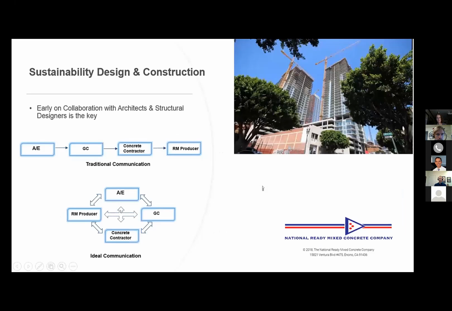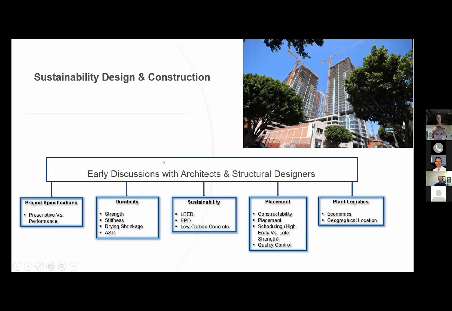There's the collaboration. It's very important. I don't want to just rehash what others have said, but what do you do at these meetings? We talk about performance versus prescriptive specs. What are the durability requirements? What are your sustainability requirements? What's the contractor doing? It's amazing, I'll have 3 contractors bid the same job and ask for 3 different things, 3 different ways of how they're going to do it. And then obviously the geography and all that stuff.